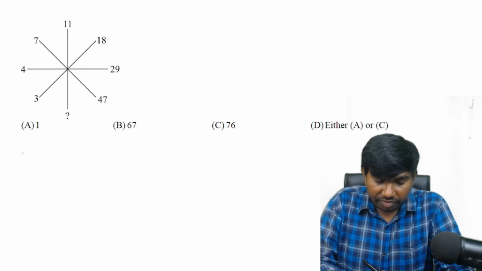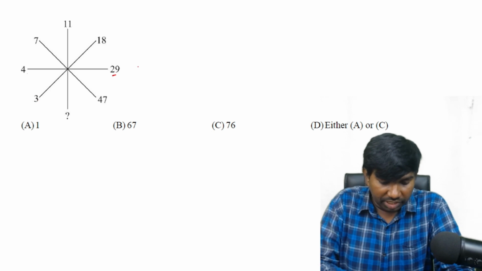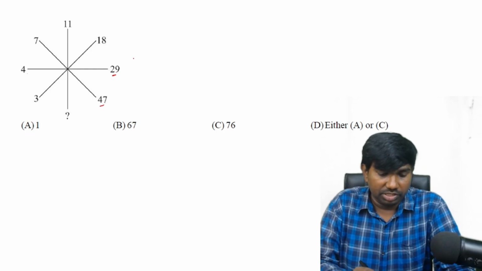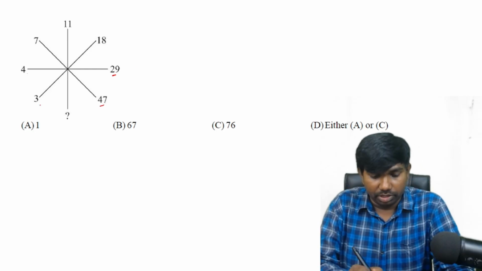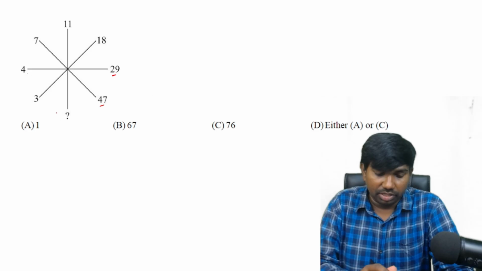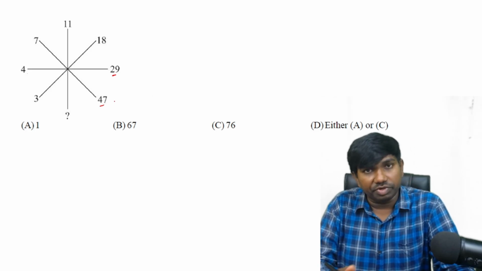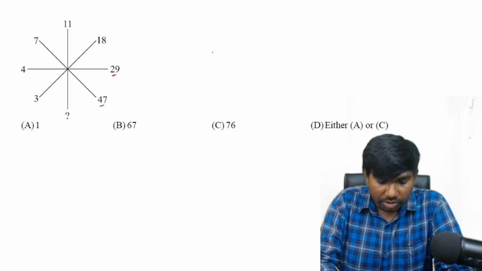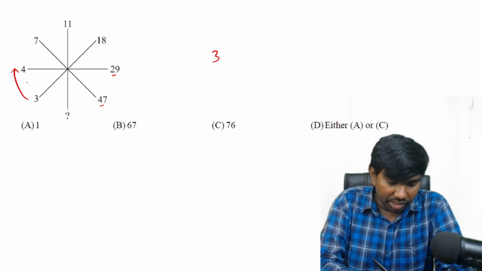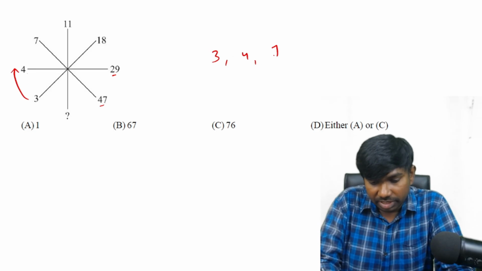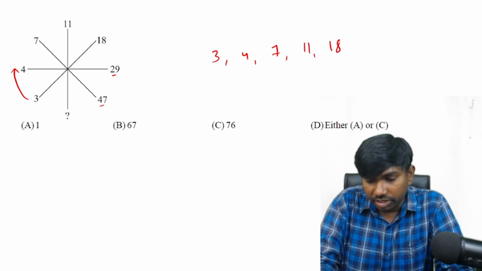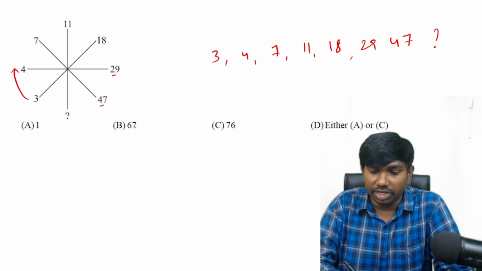Do the opposite numbers have any logic? 4 and 29. 29 is a prime number. 7 and 47 is also a prime number. So they do not have any proper logic. Let us deal with the clockwise or anti-clockwise logic, that means taking the numbers as a series. So this question becomes a series completion question. I'm starting from 3 and going this way: 3, 4, 7, 11, 18, 29, 47 and then the question mark.